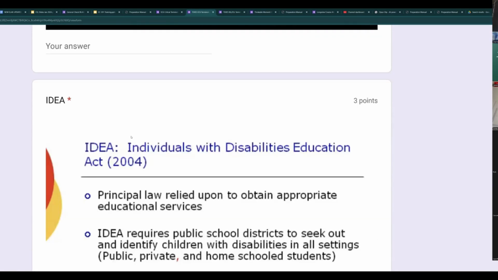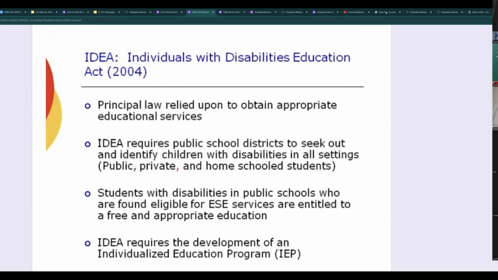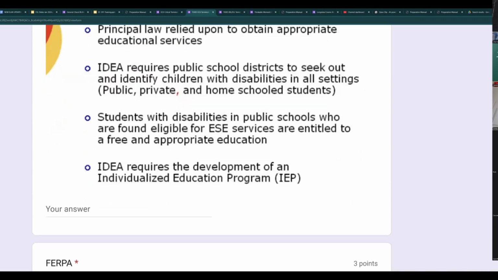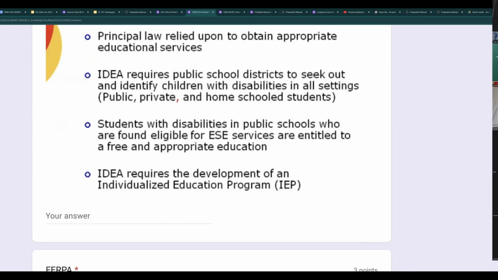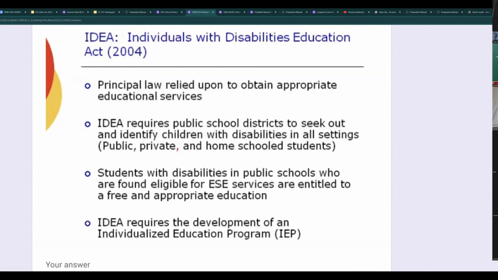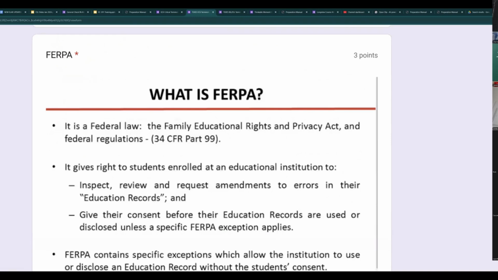All right, we're at the IDEA. IDEA basically talks about the rights of disabled students. And they need to have an IEP. And that IEP has to be followed. And if it's not followed, then it's a violation of IDEA. So we have to be following those IEPs.